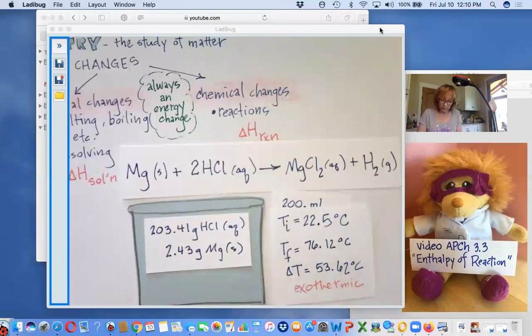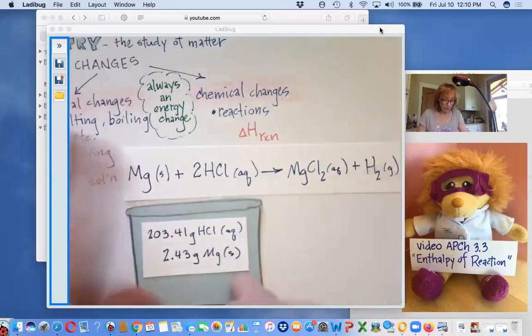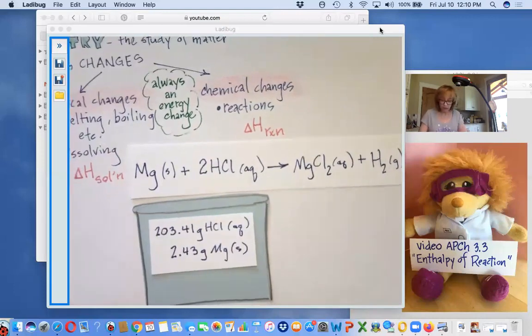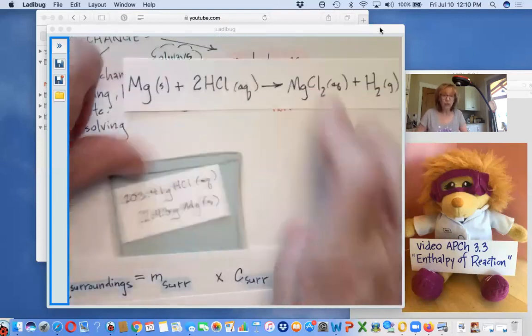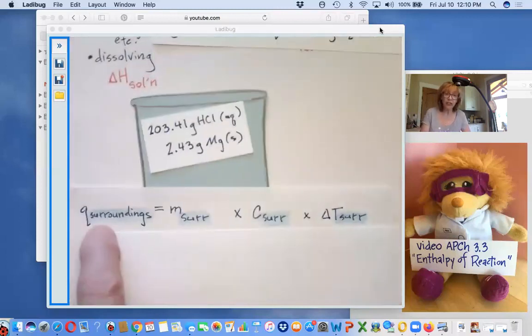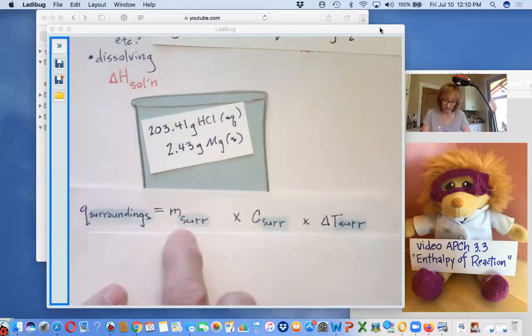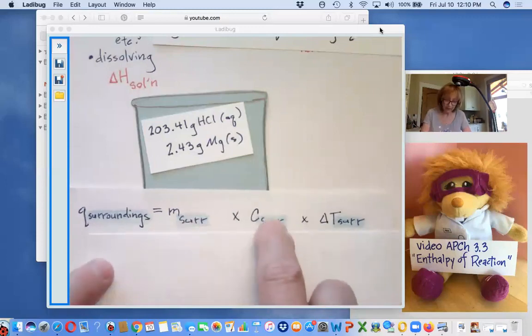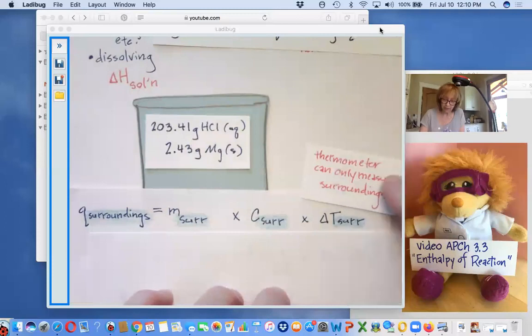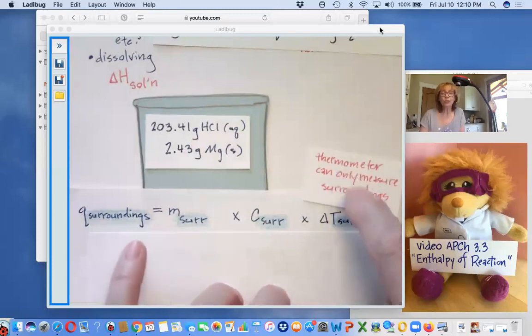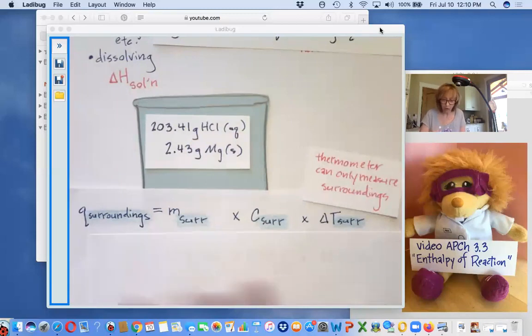Okay, so you'll recall that when we were doing enthalpy of solution, we used the Q equation, the MCAT equation, taking all of our measurements of the surroundings. So our MCAT equation tells us that the heat energy for the process is equal to the mass times the specific heat capacity times the delta T. And remember, guys, that the temperature that we measure in a calorimetry experiment, the thermometer can only measure the surroundings.